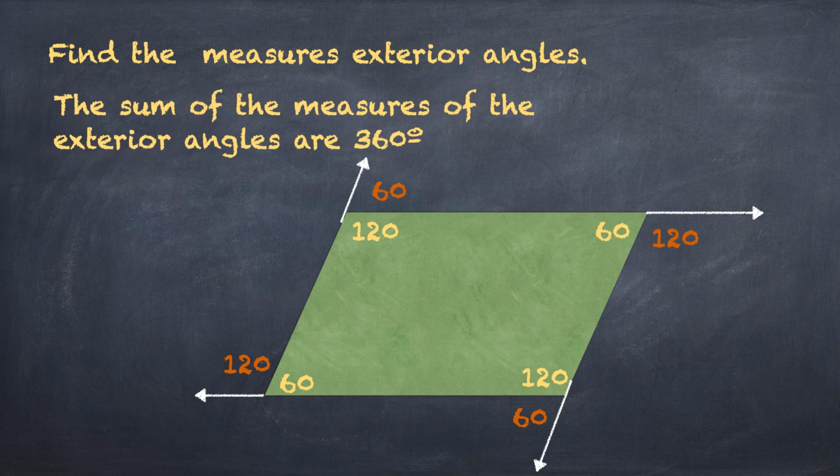Okay, and remember what we just did when we did the pentagon. What was the sum of the exterior angles? 360 degrees. So it doesn't matter. The sum of the exterior angle measures is always 360 degrees.